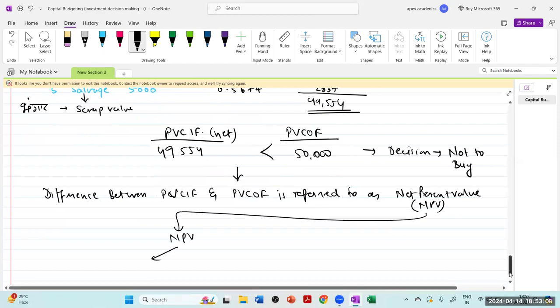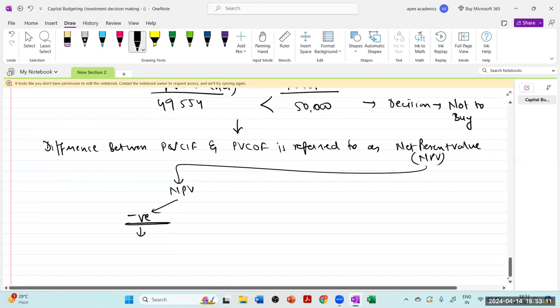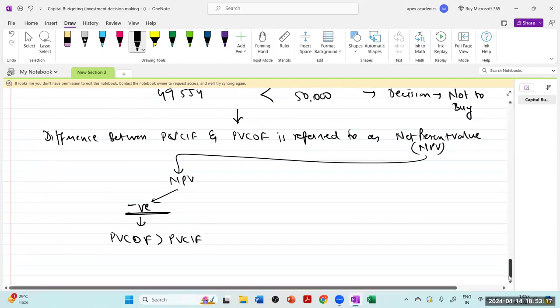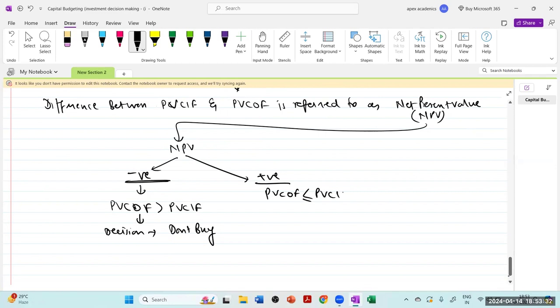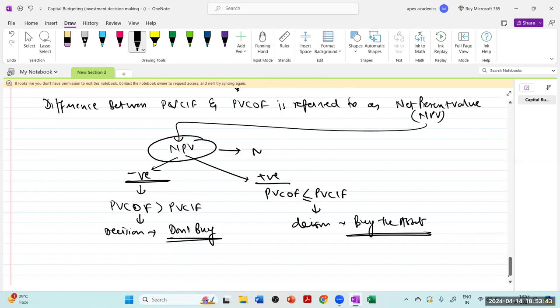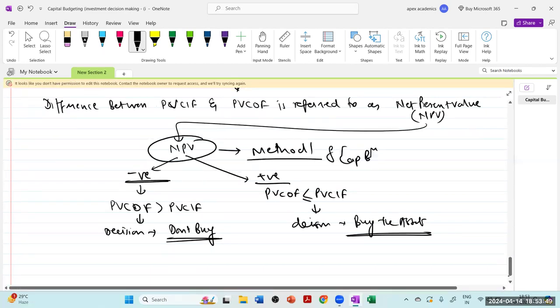NPV, if it is negative, what is the meaning of that? The meaning of that is present value cash outflow is greater than present value cash inflow. At such a time, what is the decision? Don't buy. If NPV is positive, present value cash outflow is less than or equal to present value cash inflow. What's your decision? You will buy the asset. Is this clear? This is method number 1 of capital budgeting.